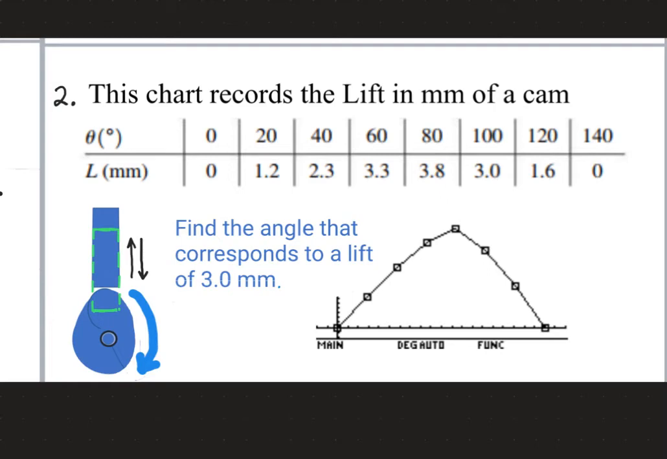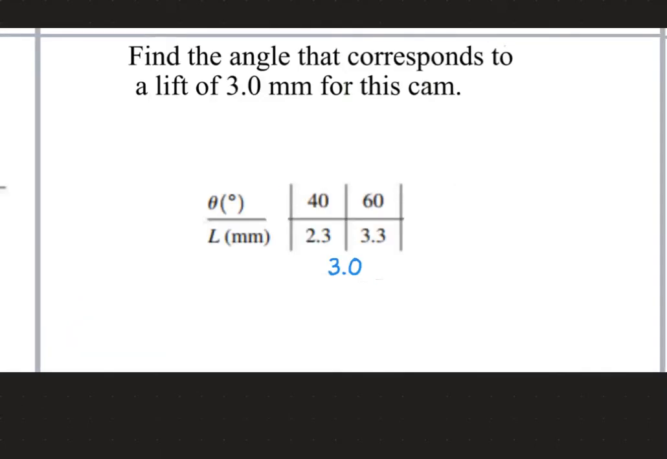So that would put it about here, between 2.3 and 3.3. That means the angle is going to be between 40 degrees and 60 degrees. We are looking for the angle that corresponds to 3.0 millimeters, so I'm going to call that angle A. And how far is that from 40 degrees? We don't know. Let's call that x for now. We're going to discover what x is.